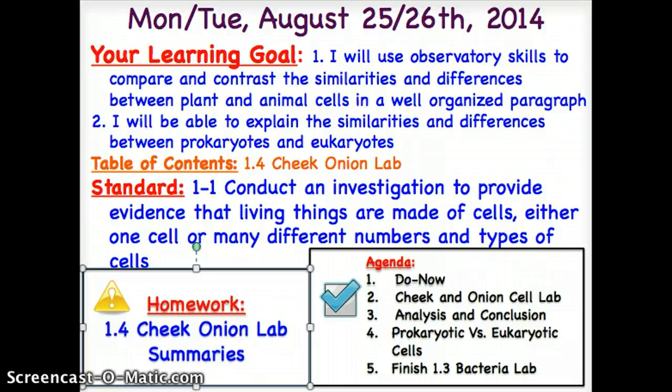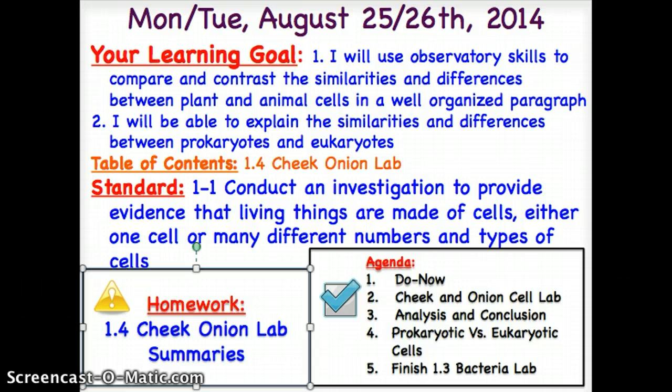The first learning goal will be accomplished in the group station. I will use observatory skills to compare and contrast the similarities and differences between plant and animal cells in a well-organized paragraph. That should be accomplished after you look through the microscope slides in the group station.